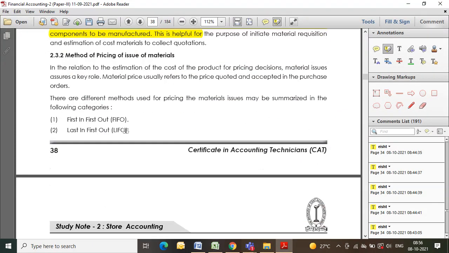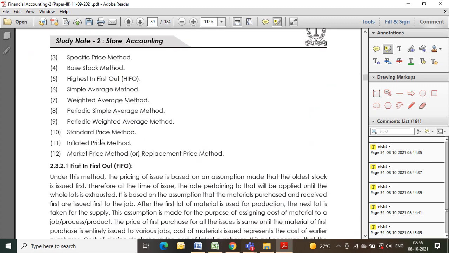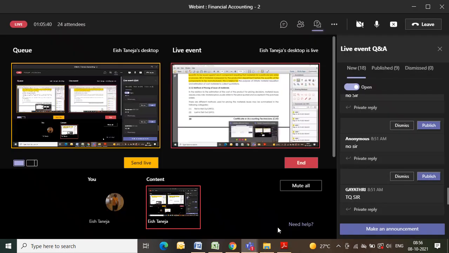Method of pricing is a new area, FIFO, LIFO. We'll explain this in the next class. Are there any questions up to now? Because this is a new topic, I don't want to start a new topic now. We have only 2-3 minutes more. So if there is any question up to now, I'll be happy to answer.